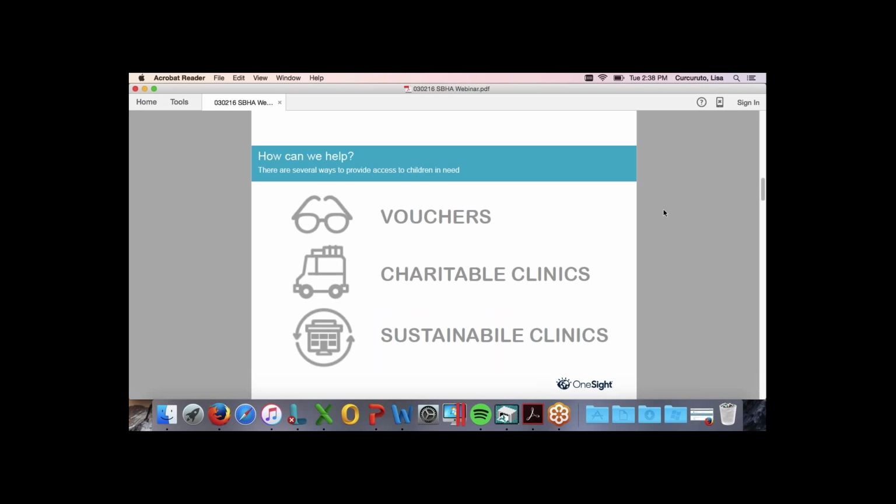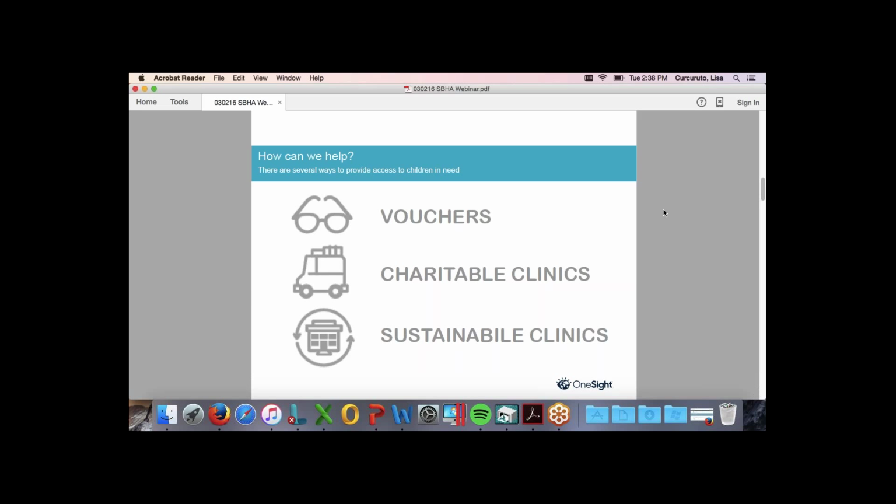There's Voucher Programs, New Eyes for the Needy, Vision USA. There are also charitable clinics supported by many groups like the OneSight Charitable Clinics, different programs throughout the United States, or the Essilor Foundation. And then there's Sustainable Vision Care Clinics, which are beginning right now, and they really have the opportunity to work with a broad range of operational and supporting partners across the United States, incorporated into the school-based health center to really fulfill that comprehensive care.